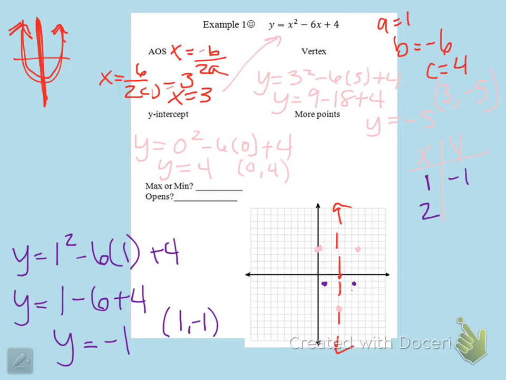Okay, so I really only need 5 points to be able to know which way my graph is going. Okay, so it's going to be opening up because it's heading upward. Okay, and it is a minimum because my vertex is at my lowest point.